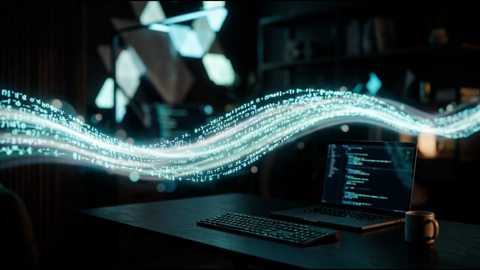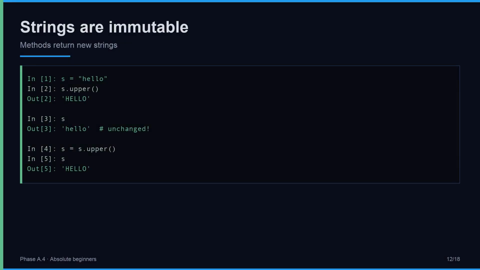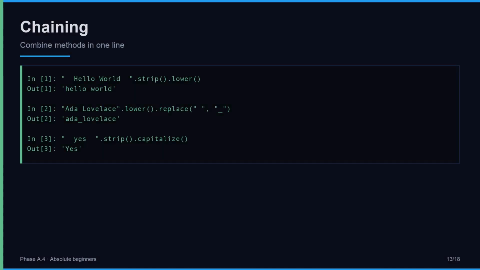After this lesson, text processing feels like a normal, everyday task. Important, strings are immutable. They cannot be changed in place. When you call upper on hello, you get back HELLO, but the original variable s is still hello. The method returns a new string, it does not edit the old one. If you want to keep the result, assign it back, s equals s.upper. Now s is HELLO. This rule applies to every string method. Assign to keep.